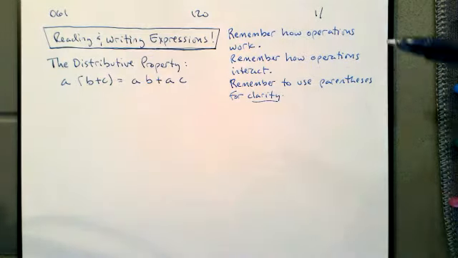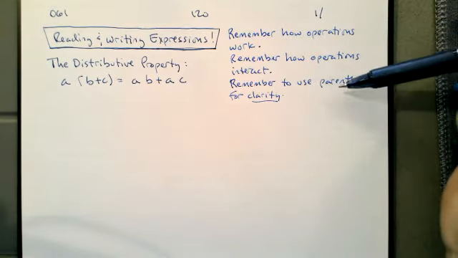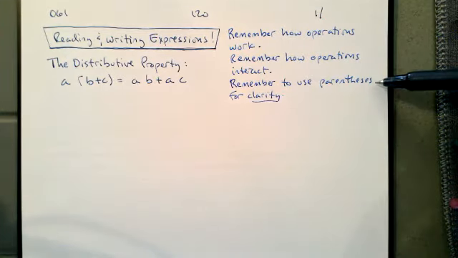We need to remember how operations work, remember how operations interact, and remember that we use parentheses for clarity. That was the lesson from Quiz X. Quiz X was not supposed to point out how dumb we are and how bad the rules are, although that's a fun extra thing to get out of it. It's to point out that there is a better way to write the expression, depending on what we mean, with parentheses, and so we should do that.